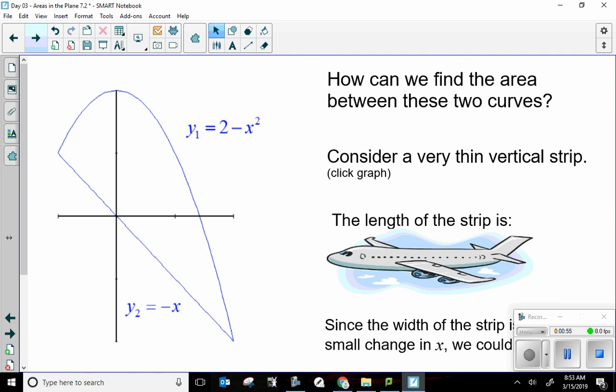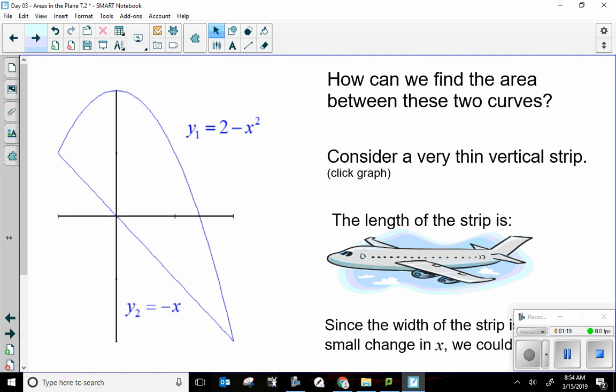All right, now, how can we find the area between these two curves? We know how to find the area under one curve. That is simple integration, an integral. So how can we find the area between two curves? Well, it probably has to do with an integral again. We're going to have to do integration. But let's think about this.